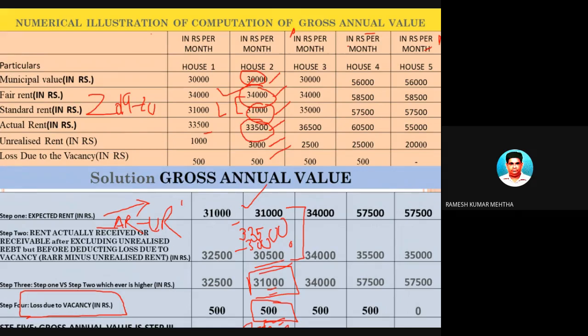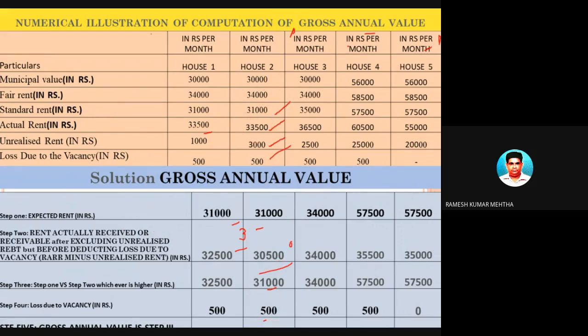Now let's talk about the third house property and try to find out step one, step two, step three, step four, step five to find out the gross annual value of the house property. Step one is you are trying to find out the reasonable expected rent. The formula is municipal value versus fair rent, whichever is highest, and then compare it with the standard rent, and among them, whichever is the lowest. So here in this case, the municipal value is 30,000, fair rent is 34,000. Among them, the highest is 34,000. Compare this with the standard rent, whichever is the lowest. The lowest is 34,000. So I have taken 34,000 as step number one.